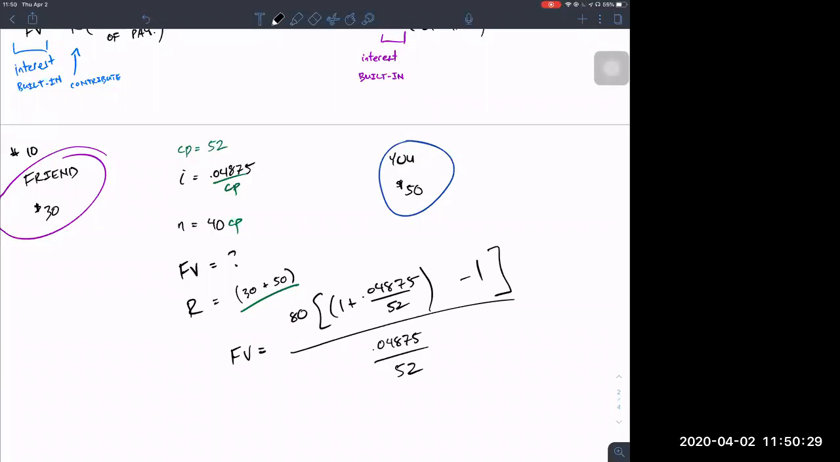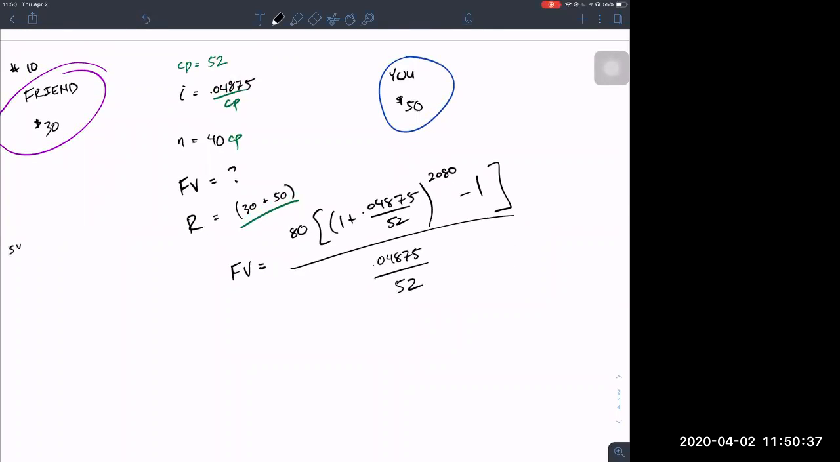What's 52 times 40? 2080. Okay, syntax is like this. Parentheses, 1 plus 0.04875 divided by 12. Isn't it 52? Thank you. 52. Yay, someone's paying attention. 2080. No, I don't have enough room.